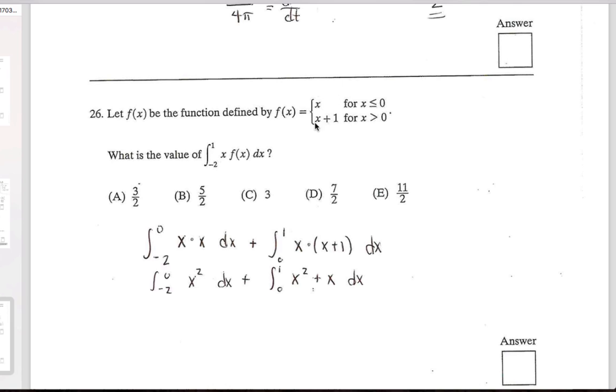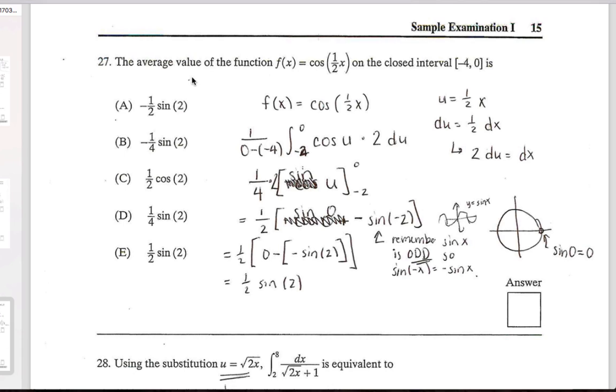Between 0 and 1, what is my f of x? It is x plus 1, so I do x times x plus 1. So again, this is x times my f of x, which was x plus 1, because my piecewise definition changed which function I used.